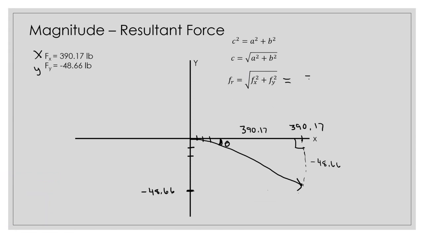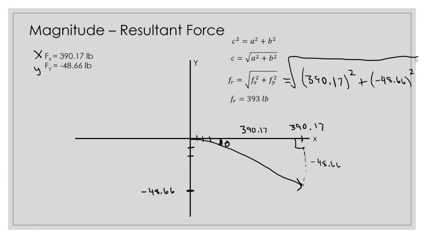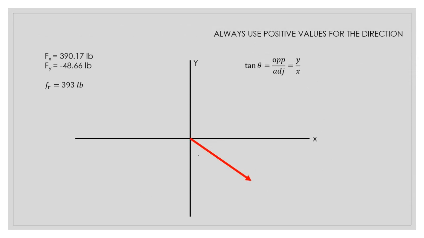So it would be 390.17, I'm going to put that in parentheses, squared, plus parentheses negative 48.66 squared. Find the square root of that, and that will give you a total of 393 pounds. So this hypotenuse is 393 pounds. Okay, let's hold on to that. Now we know this is 393.